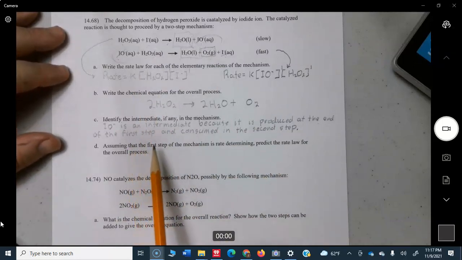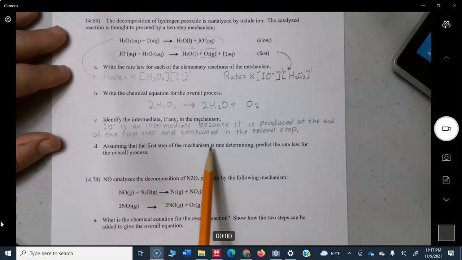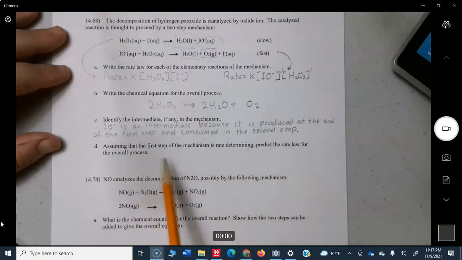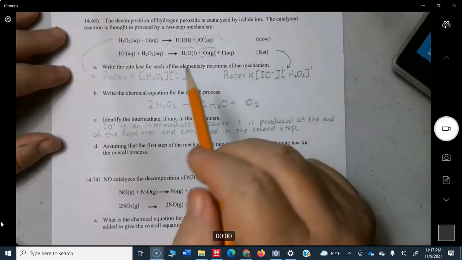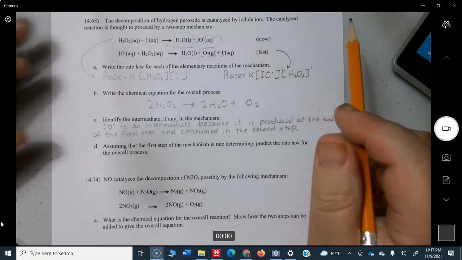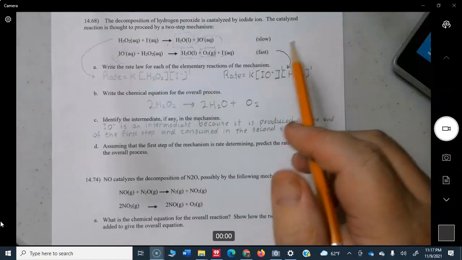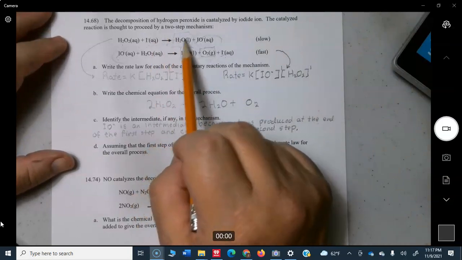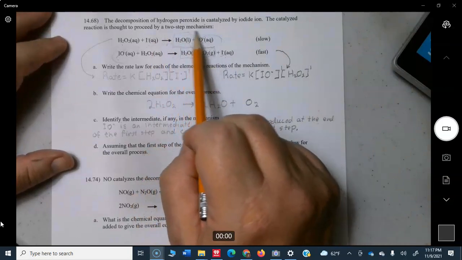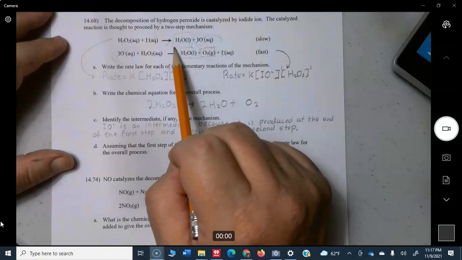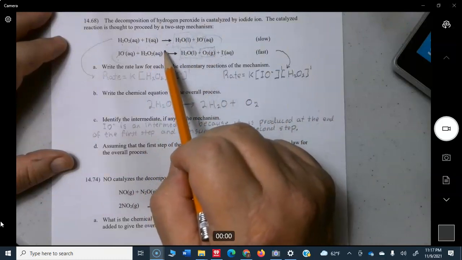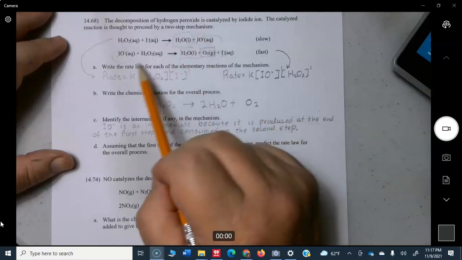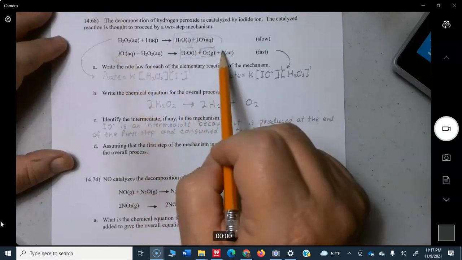Okay, assuming that the first step of the mechanism is the rate determining step, predict the rate law for the overall process. Okay, so slow step, fast step is the easy situation. That's the easier of the two. That's the one we illustrated out on the lawn, because what happens is these products of the first step are produced very slowly. And as soon as they're produced, the IO minus is gobbled up right away by the fast step, the second step.